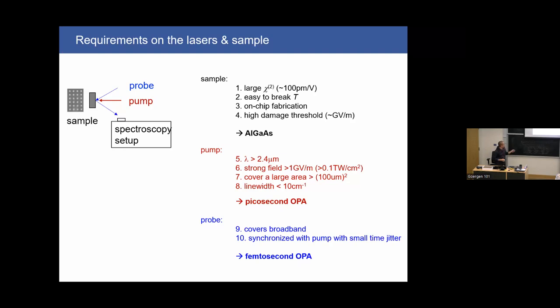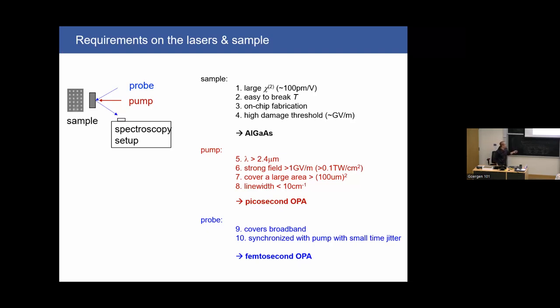Start with the sample. What material do we use? We need a system with a large enough chi2 response, because this is what opens the gap. Now, this material has to have the chi2 in a form that makes it very easy to break time reversal symmetry. A bad example is actually lithium niobate, where the ZZZ component is very strong, but just using ZZZ, essentially you are using a linear polarized drive that can never break time reversal symmetry. At the same time, the material has to be easy to fabricate using standard etching processes, and sustain a high enough damage threshold on the order of gigavolt per meter or so.